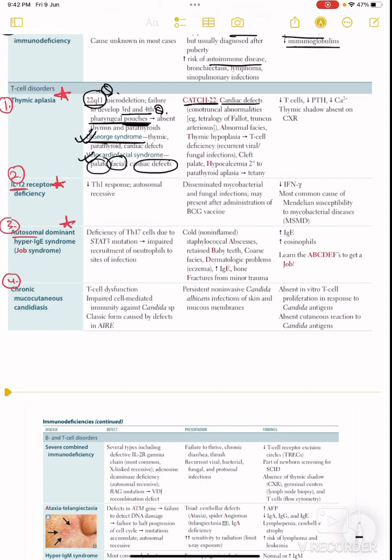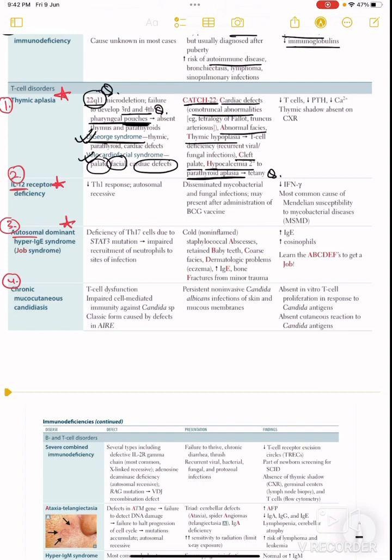C for cardiac defect, conotruncal abnormalities are present. A for abnormal facies, T for thymic hypoplasia, C for cleft palate, and H for hypocalcemia. Why hypocalcemia? Because the parathyroid gland will also be absent, because the parathyroid gland is also formed from the third and the fourth pharyngeal pouch.